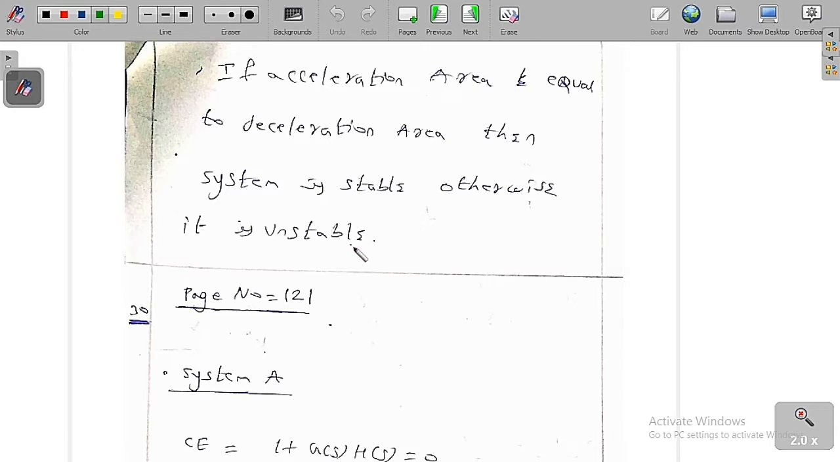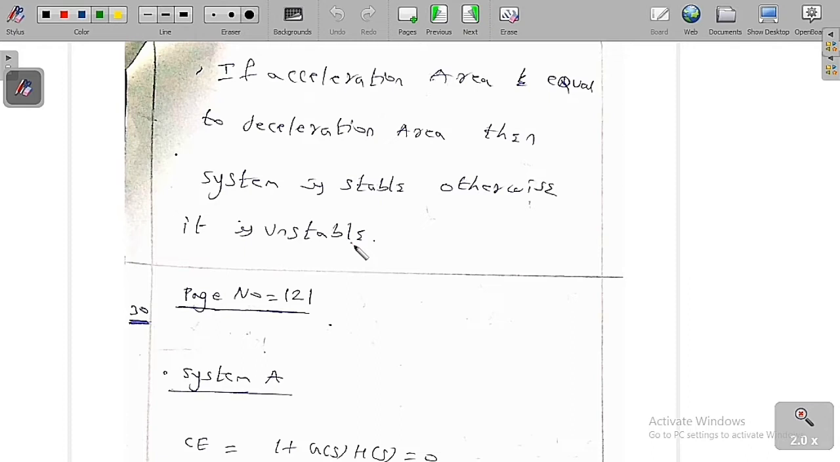So we can say that equal area criteria is a graphical technique which is used to examine the transient stability of the machine system, which is one or more than one with an infinite bus. Here the stability conditions are stated by equating the two area segments present in the power angle diagram. If the acceleration area is equal to deceleration area, then only the system is stable, otherwise it is unstable. So always we are going to use this equal area criteria for studying the transient stability of the system.